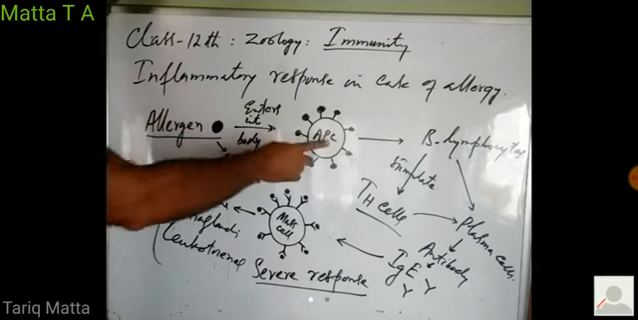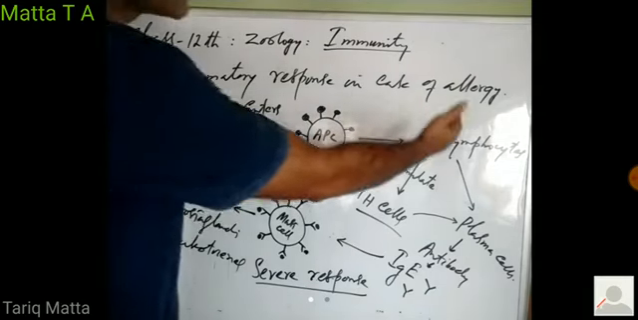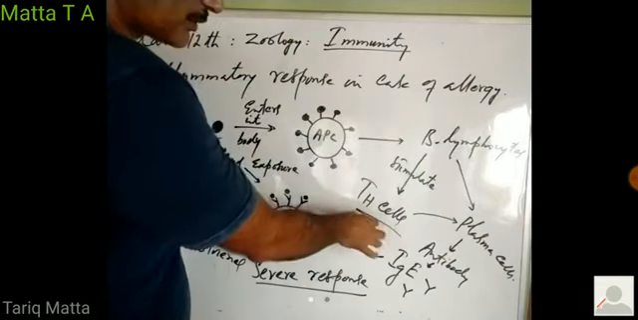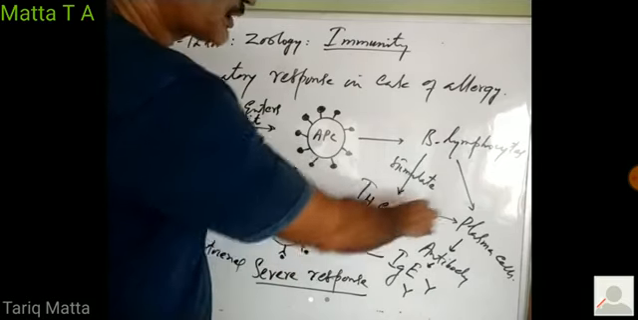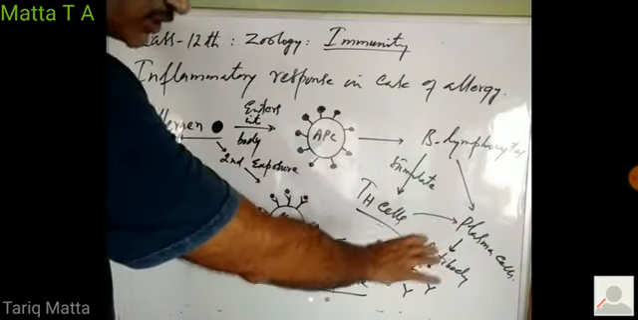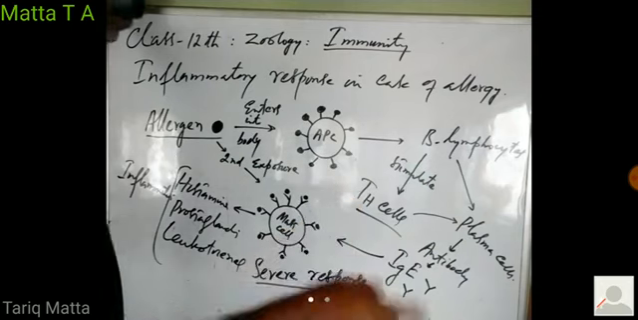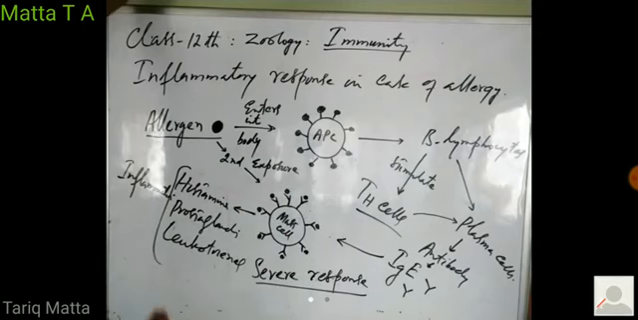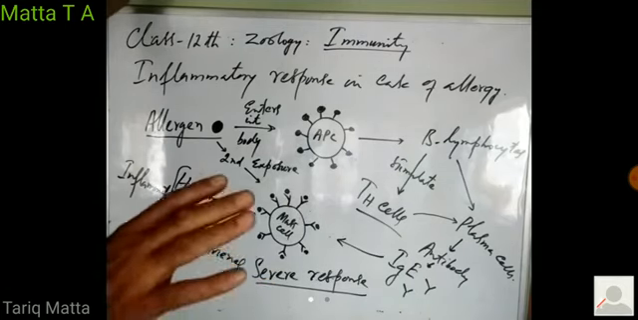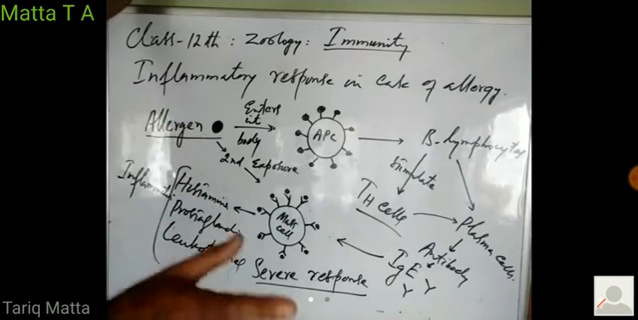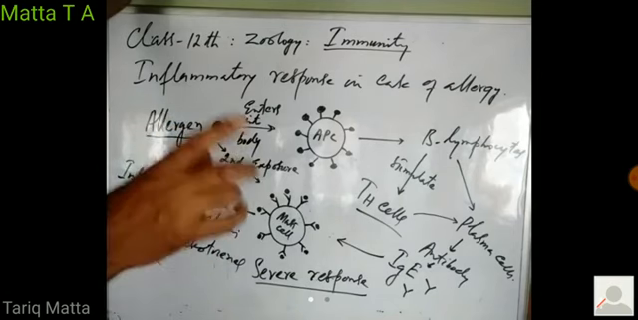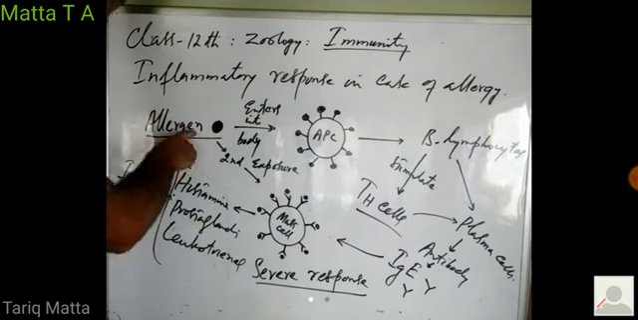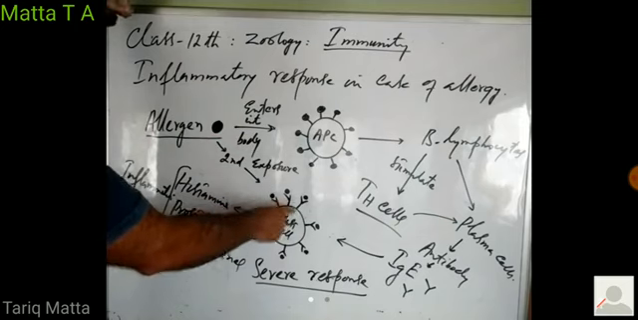So the allergen for the first time binds to APCs, then APCs present it to B lymphocytes, then B lymphocytes change into plasma cells. B lymphocytes also help stimulate helper T cells. Helper T cells also stimulate plasma cells to produce antibody. A special class of antibodies is produced that is known as immunoglobulin E. Then this immunoglobulin E binds to mast cell. Mast cell releases histamine, but that reaction is not very severe. That is a less severe reaction. But if the second exposure occurs, during the second exposure, the allergen directly binds to the antibody mast cell complex.